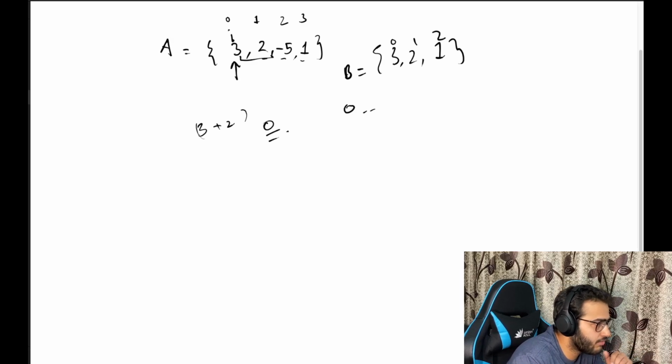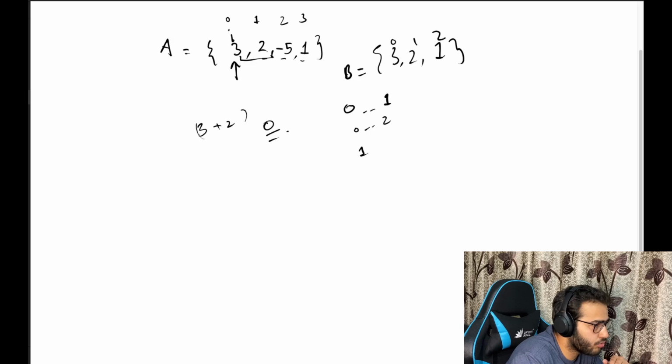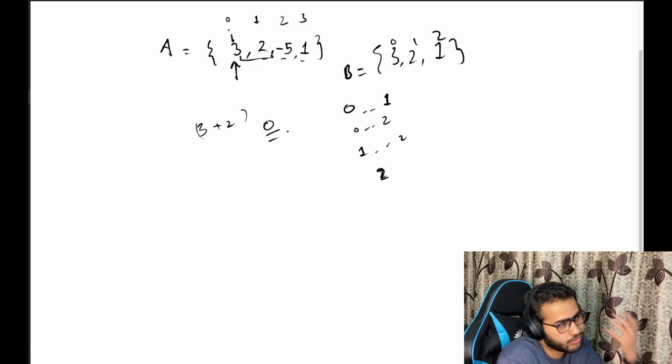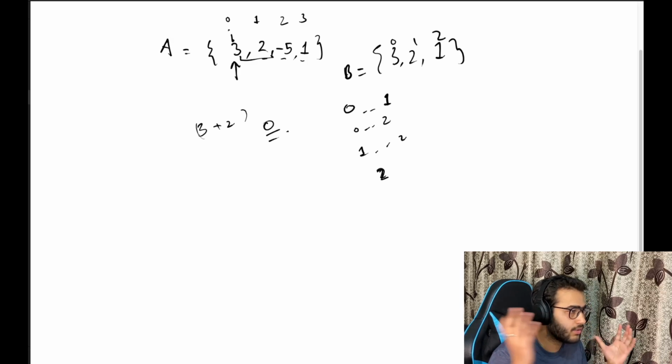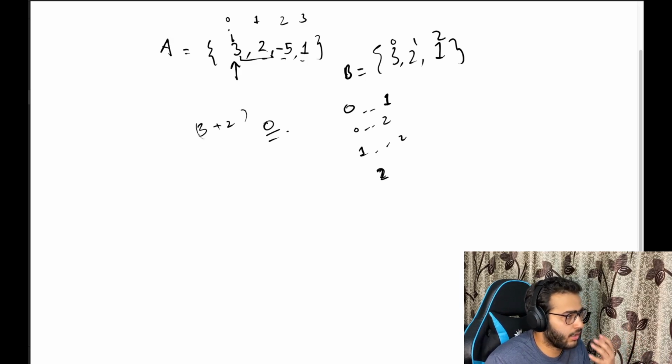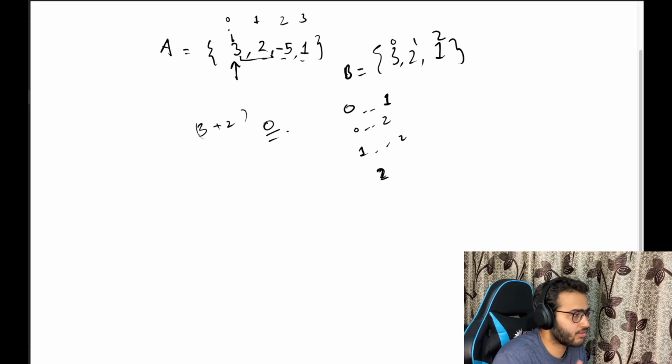Then from 0 to 1. Then you check from 0 to 2. Then you check from 1 to 2. Then you check the element 2 itself. So 1, 2, 3, and so on. The iterations increase as the number of elements in the array increases, and this grows quadratically. So this is a naive approach, obviously a doable approach, but a naive approach.